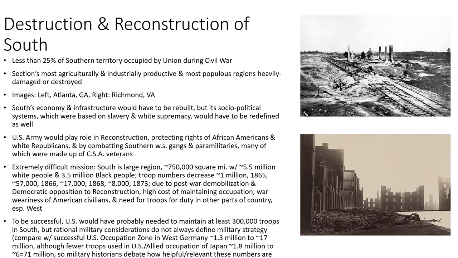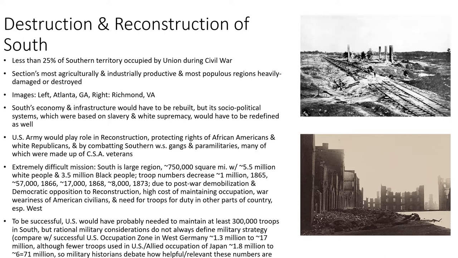To be successful, military historians and military officers and strategists estimate that the United States would have had to maintain a much larger occupation force in the South. I would estimate that they would have needed at least 300,000 troops spread across the region, possibly more. Scholars are going to debate the numbers that would have been necessary.